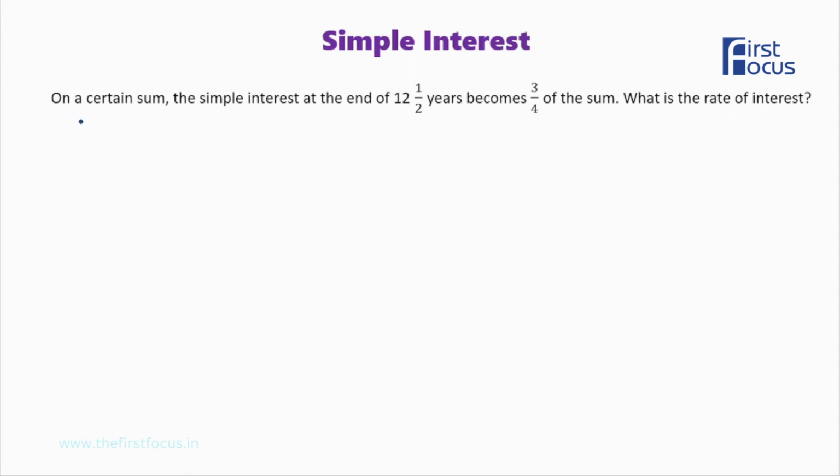See this question. On a certain sum, the simple interest at the end of 12 1 by 2 years becomes 3 by 4th of the sum. What is the rate of interest? The solution is that time period is given as 12 1 by 2 years, and the simple interest is 3 by 4th of the sum, that is the principal. We have to find the value of R here.